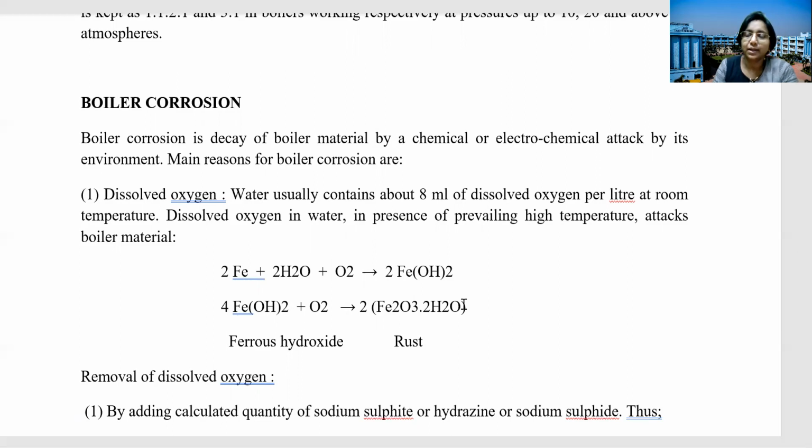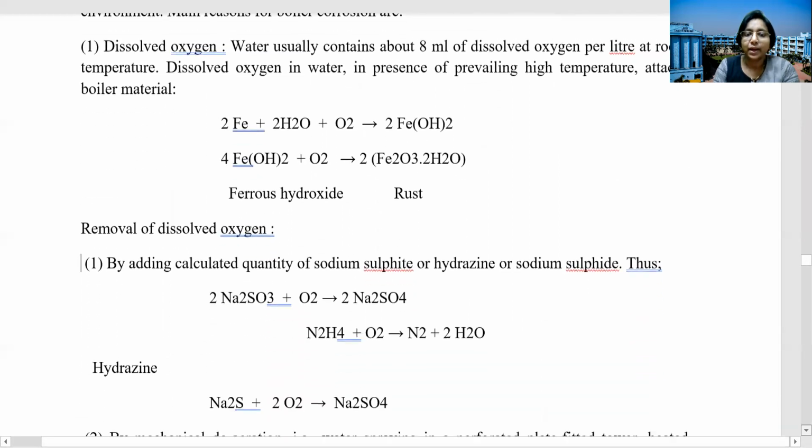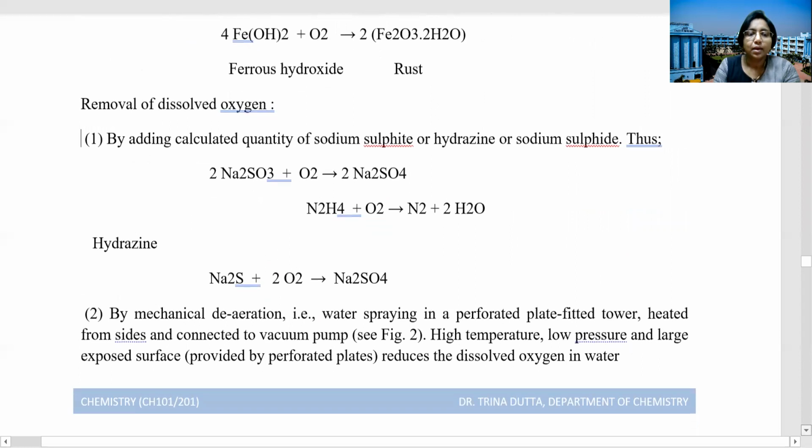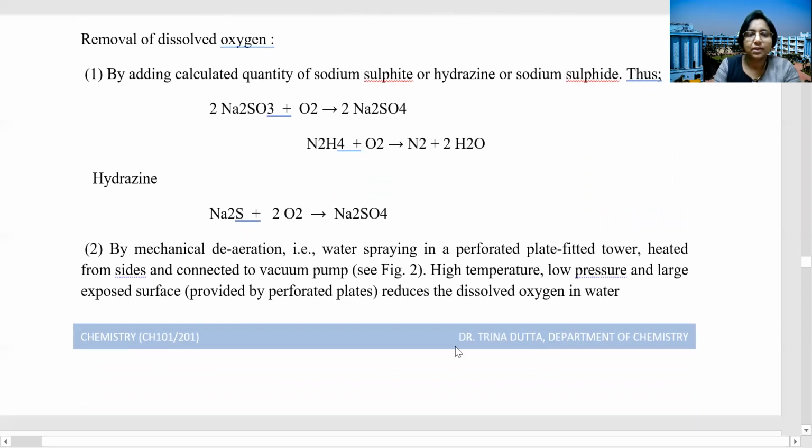The metal body of the boiler is made of iron. If oxygen is present, and water too must be present, then the chances of corrosion will be higher. So dissolved oxygen also plays an important role in boiler corrosion. And not only dissolved oxygen, other gases like CO2 also contribute to corrosion.